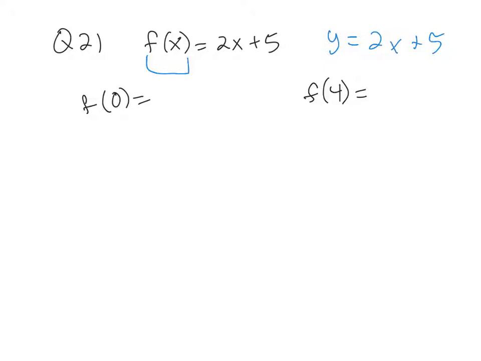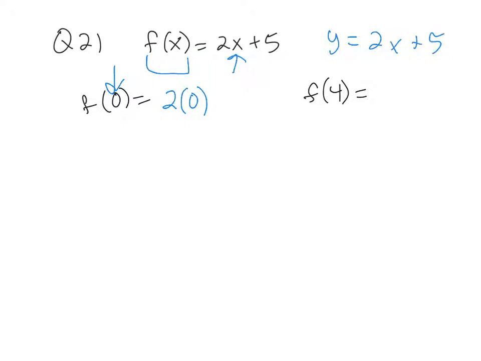So the question first asks us to find f of 0. What that means is anywhere in the equation where there's an x, you're going to replace it with the number in the parentheses. So we're going to replace it with 0. Make sure you use parentheses as you're replacing things.